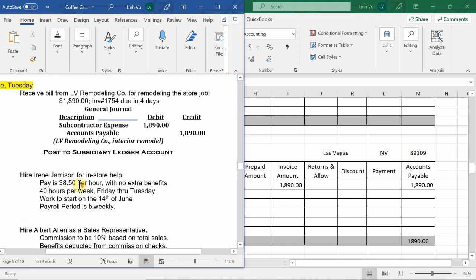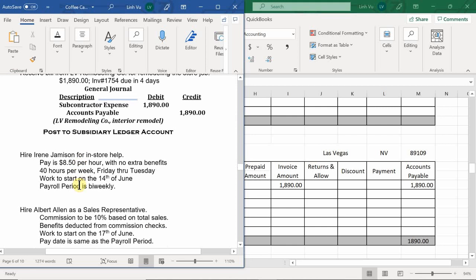Then what has happened next? Hire Irene Jameson for in-store help. Pay $8.50 per hour with no extra benefits. Okay, so that's an employee, no? Yes, this is an employee. Correct.